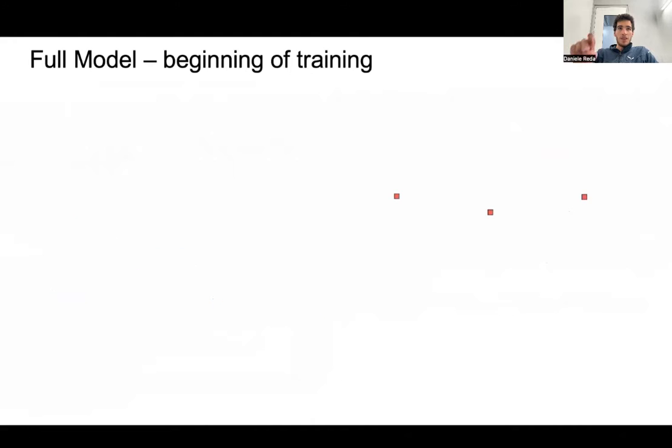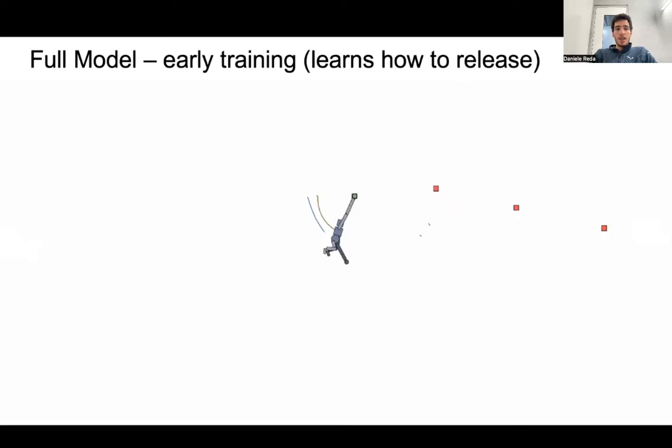Let's now look at how the simplified model transfers to the full model. At the beginning of training, the full model doesn't know how to use the grab flags to release the hands and to control the character. In fact, while the blue line that represents the simplified model solves this sequence, the full model is stuck on the first handhold. After a while, it learns how to release from the first handhold, but it can't do much more because it doesn't know how to grab.